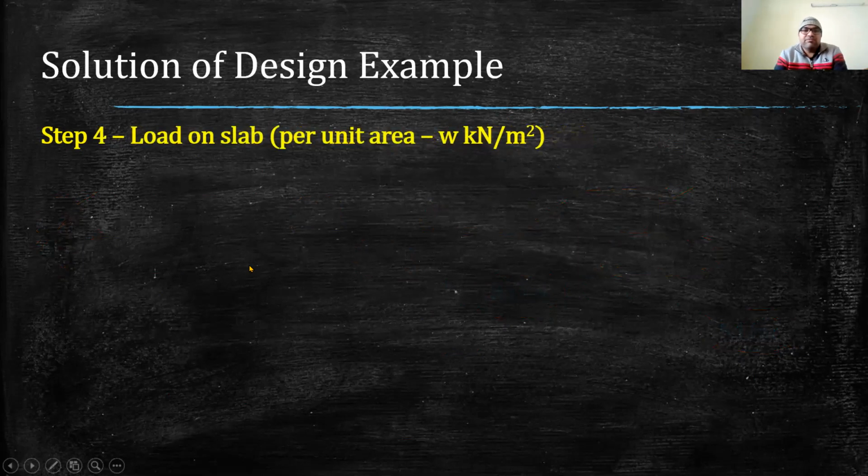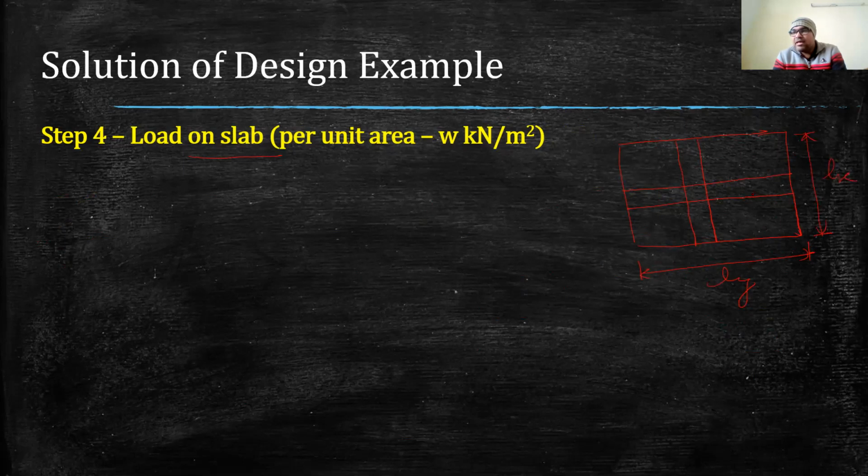Now in the fourth step, we will find out the load on the slab. As I said, we will be designing the unit strip of the slab. For example, in case of the shorter span, it is passing like this. Similarly, in case of the longer span, it is passing like this. This is the total span for the longer span, which is Ly, and this is the total span Lx. We are not considering the total span, but we are considering the unit length, the unit strip.